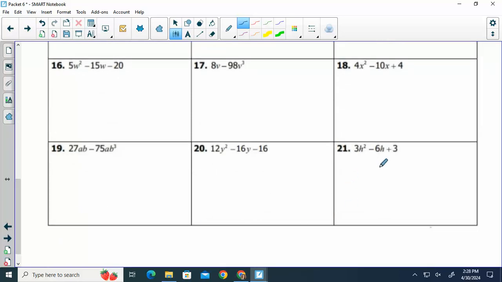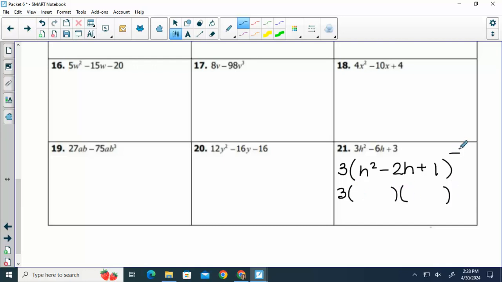21. What can you take out of all those? 3. So if I take out the 3, h squared minus 6 divided by 3 would be a 2h, plus 3 divided by 3 is 1. Well, that can factor further.